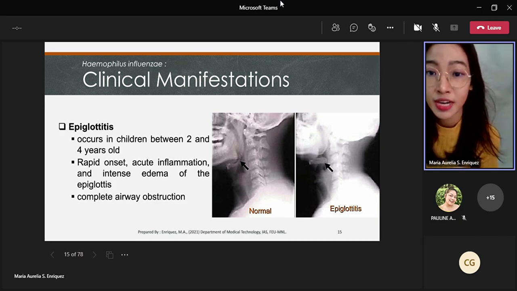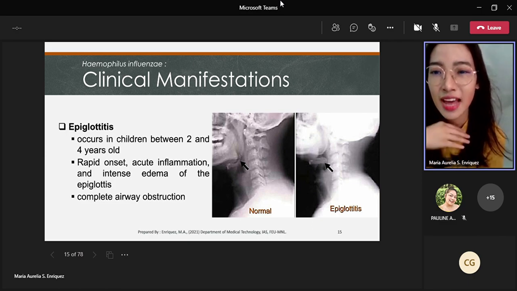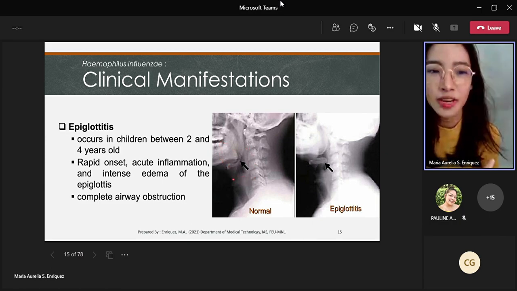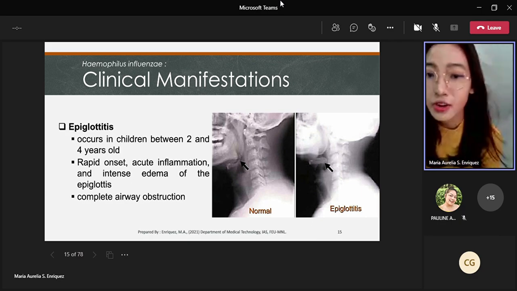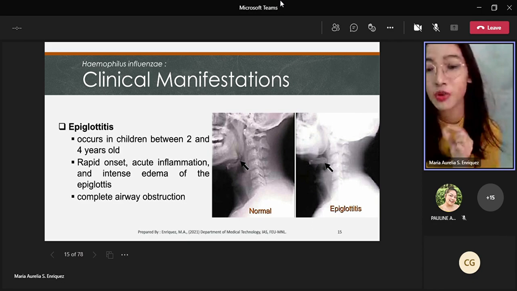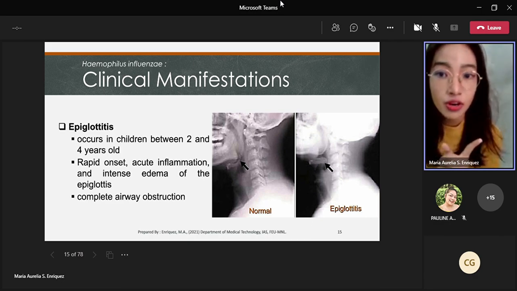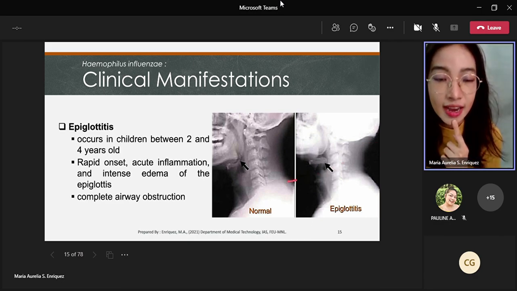Ayan, next po is epiglottitis. So Haemophilus influenzae can also cause epiglottitis or the inflammation of the flap of cartilage at the base of the tongue. As we can see right here, dito po, ayan po, meron namang arrows na nakaturo dito sa mga given photos. All right? So epiglottitis has a rapid onset. So mabilis yung development of disease, and it can cause complete airway obstruction, especially for children since their airways are much smaller. Okay, so this photo on the right shows a significant size difference between the normal epiglottis, so ito po yung normal, and an inflamed epiglottis.